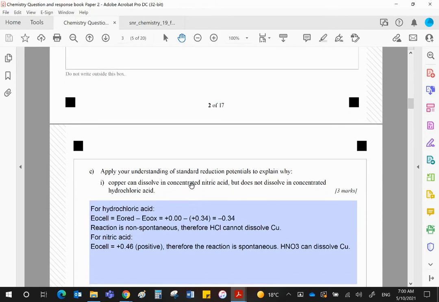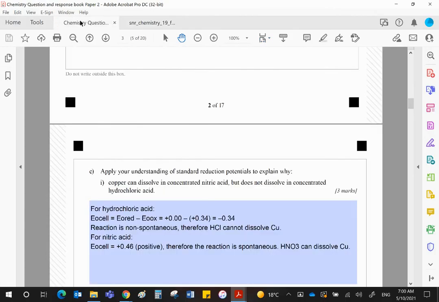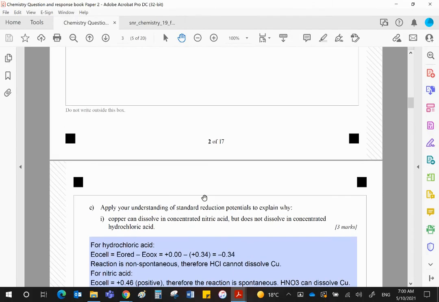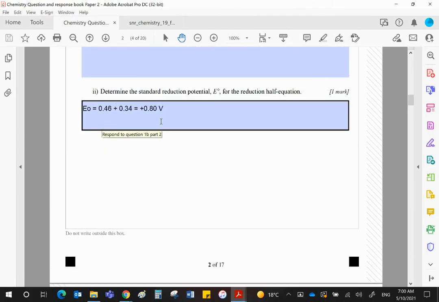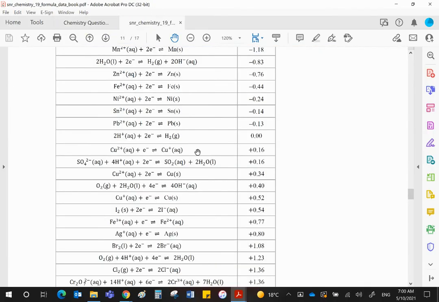Okay, and then it says, why does copper dissolve in concentrated nitric acid, but not in concentrated hydrochloric acid? Well, again, hydrochloric acid would involve the H plus ion becoming hydrogen. That's got a value of 0. The value that we just worked out was plus 0.8, which is a much more likely reaction.